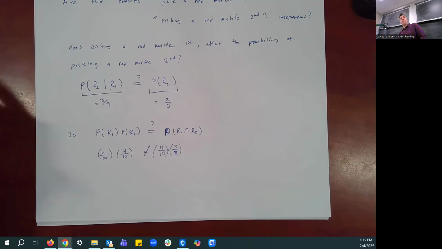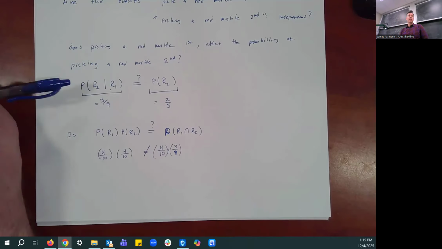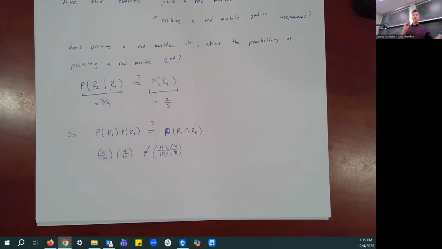So I will point out also that if one of these things is not equal, they're all not equal, right? You can't have one equation being equal and the other one being not equal because that would show that it was independent and not independent. So they're either all equalities or all inequalities. Yes, this shows that they are dependent events.